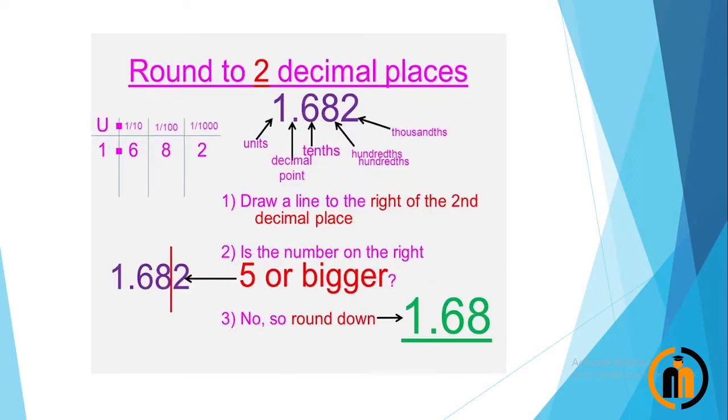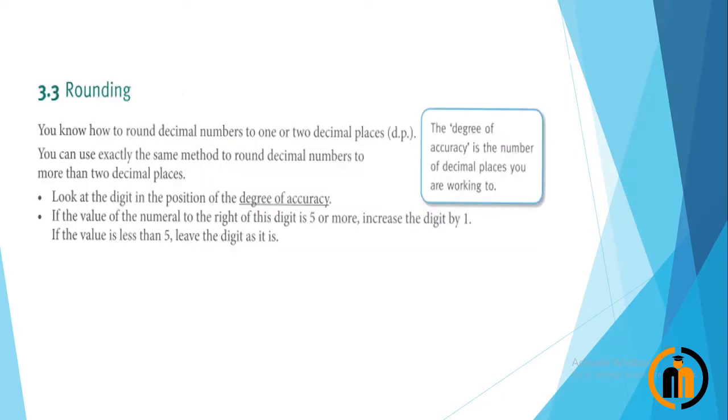The same rule applies for two decimal places, where you put a line after the second decimal place. So the place value system goes as units, decimal point, tenths, hundredths, thousandths. What is called rounding? You round to either one decimal place, two decimal places or three decimal places. Basically, you should first check the position of the degree of accuracy. Degree of accuracy is the number of decimal places you are working to.